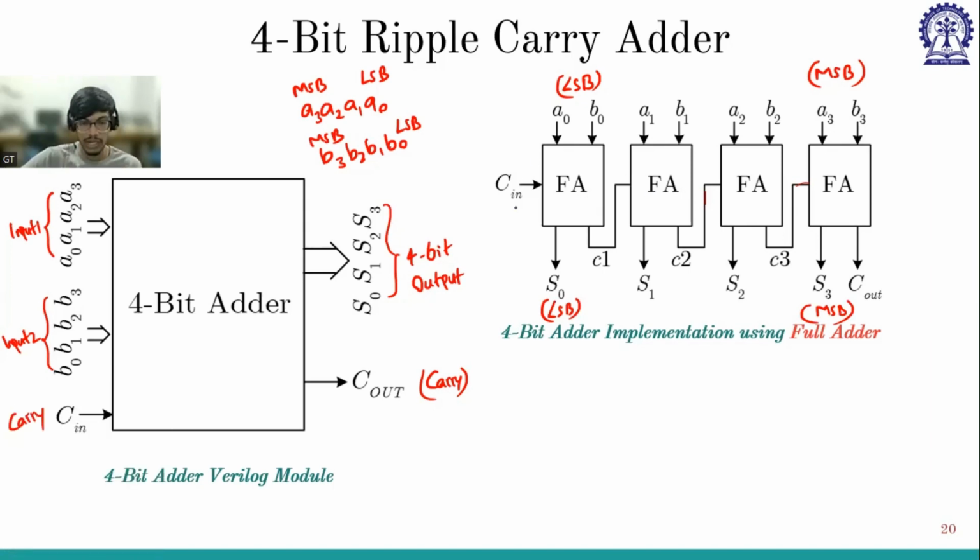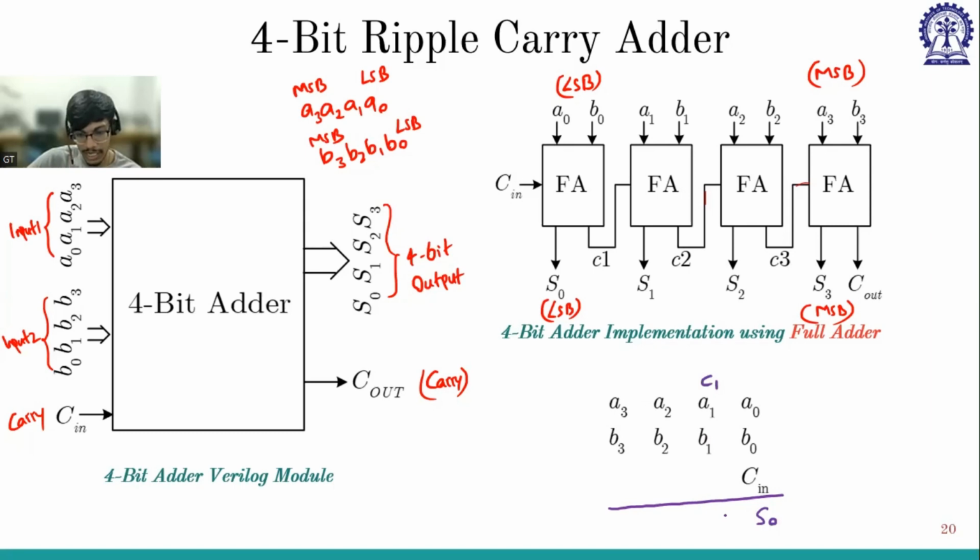Now a full adder means input is A0, B0, carry, and output is sum and carry. This we will implement using half adders, that will come. So I am adding A3, A2, A1, A0, B3, B2, B1, B0, and Cin. If I do the summation, what I am getting is S0 with a carry C1.